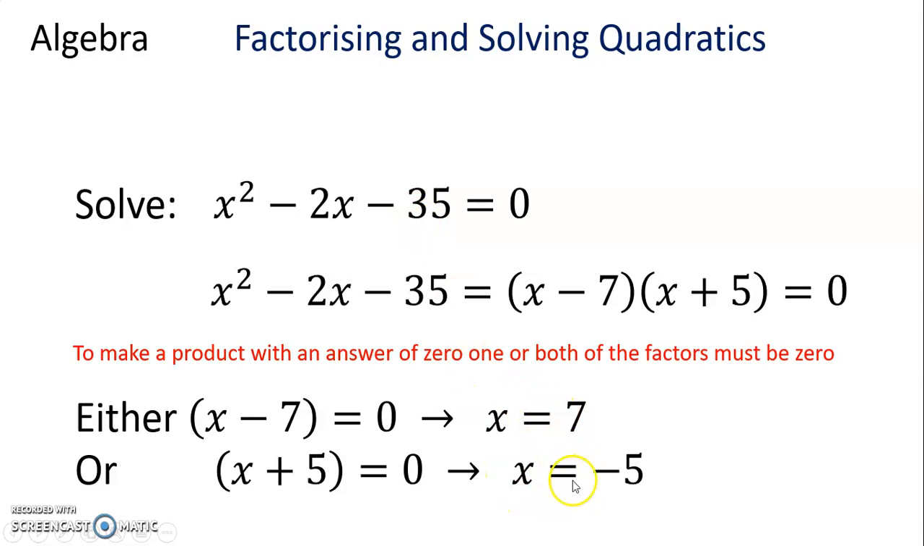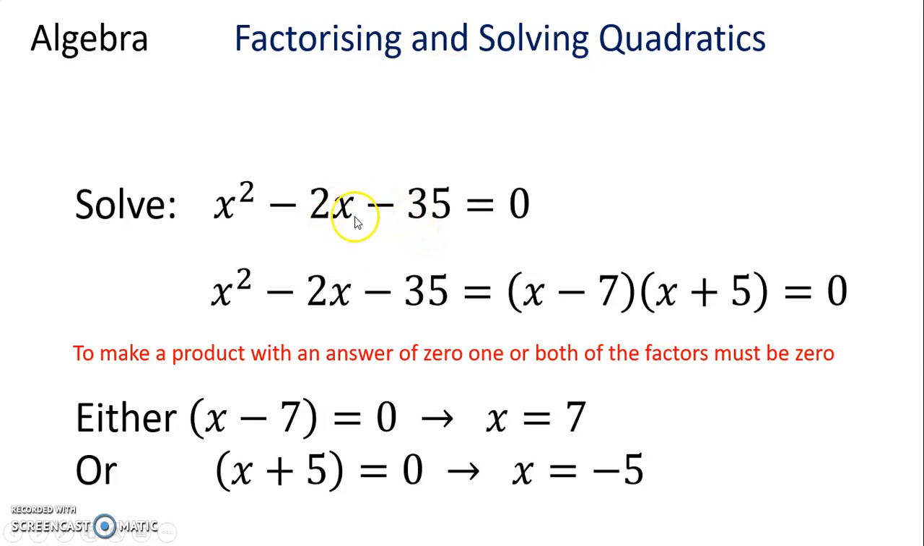And this is a bit different from linear equations because there is more than one solution possible most of the time. Sometimes there's only one. And sometimes there aren't any at all when we can't factorise. But usually with a quadratic, we're expecting two solutions.